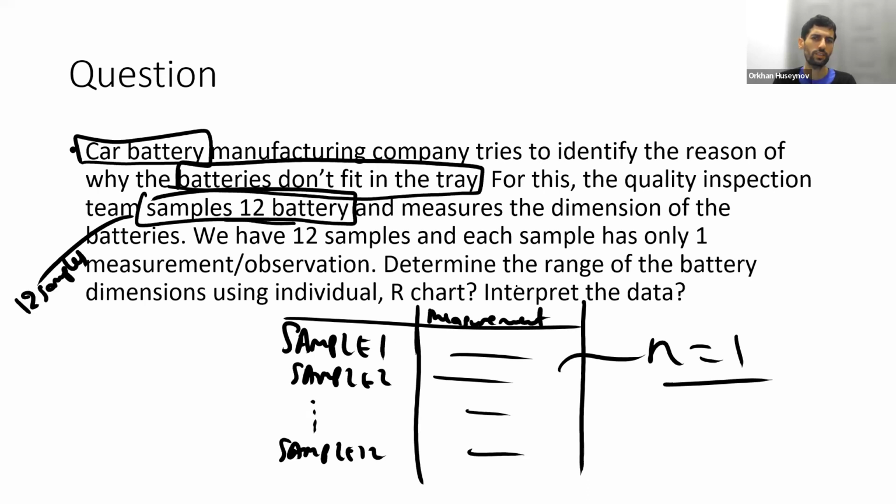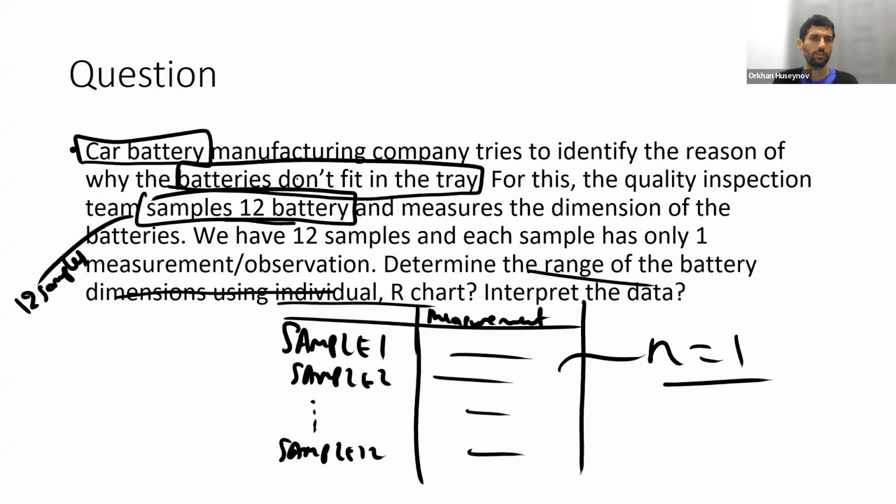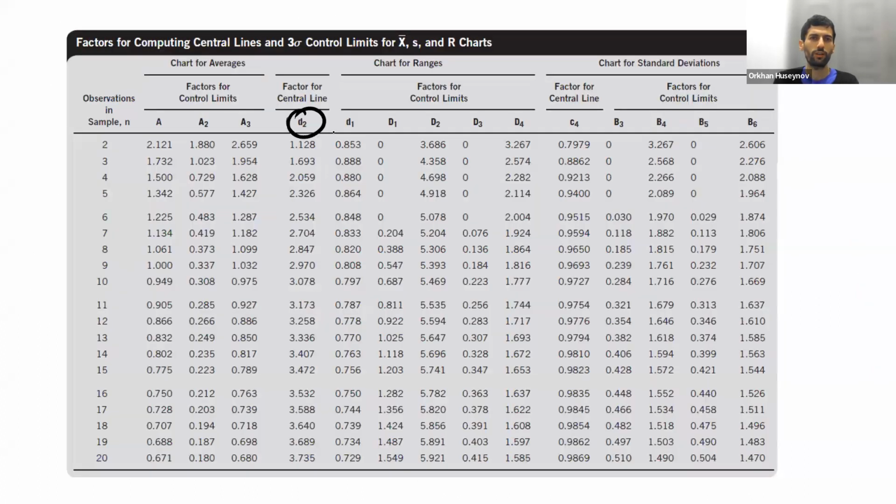The question says to determine the range of the battery dimensions using the individual and R chart, and interpret the data, to check whether we have any problems with the data, with the measurements, or with the batteries. Again, we will use this chart for the D2 value. The upper control limit uses D2, and for the range chart I will use D4. Let me go back to Excel and see what we have.